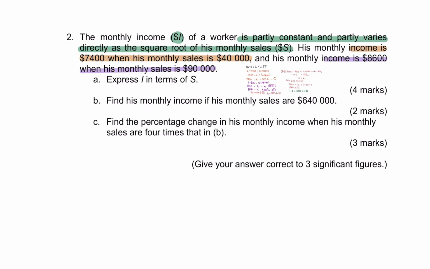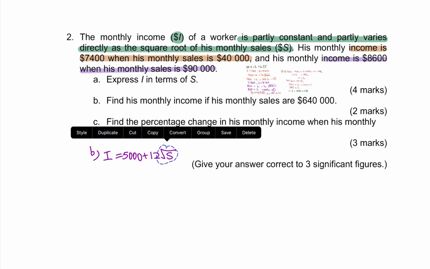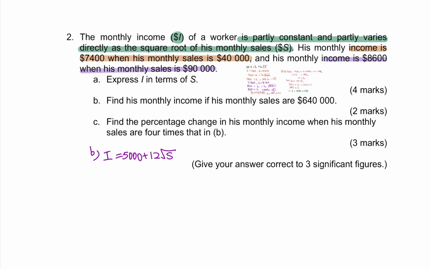Part B, before you even started, remember to rewrite your equation, which is this one. Just did it from part A, right? S is 12, in case you forget it. Okay, now what do we have? We need to find income. The sales are this. So we need to find I, and the sales are that. I we don't know, the other things we do know.